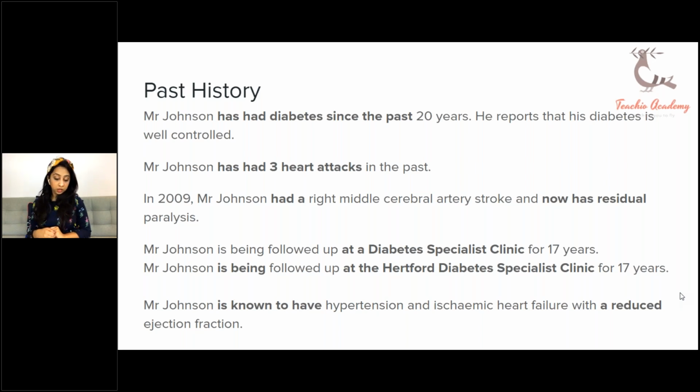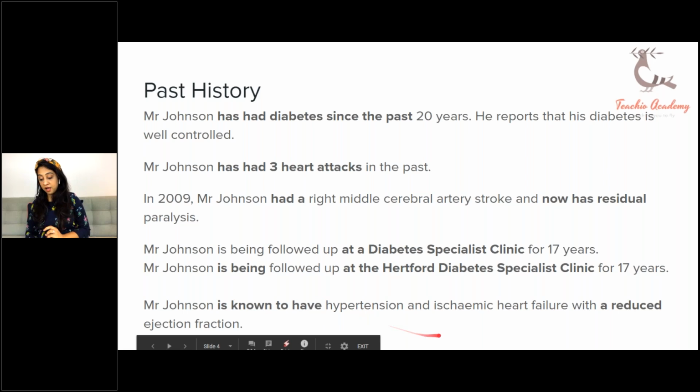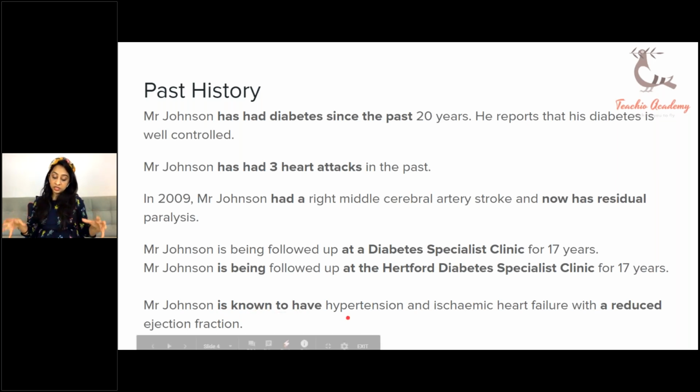All right. Now, sometimes you can write past medical history as "is known to have hypertension." Instead of writing "has had diabetes," you can write "is known to have." That means that they still have that complaint, and the complaint persists. So another way of writing "has had" is "is known to have hypertension and ischemic heart disease."